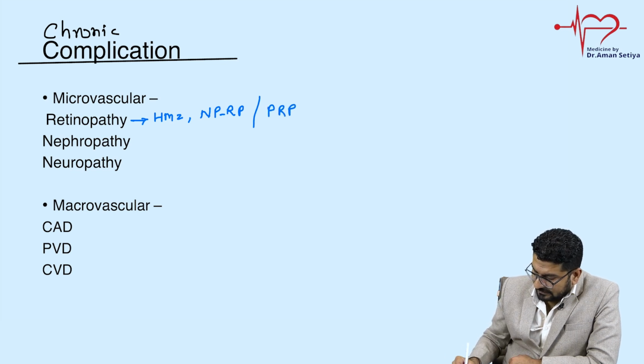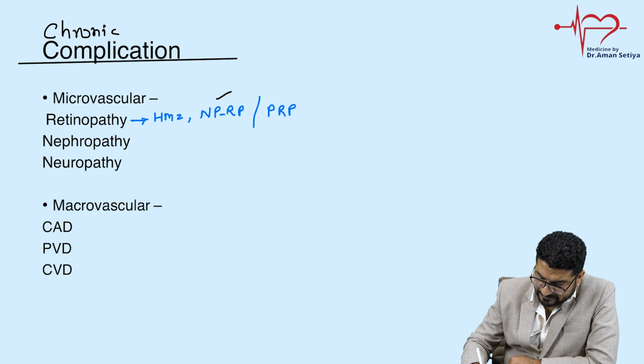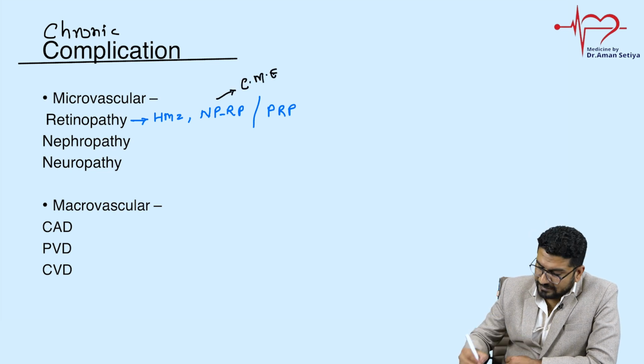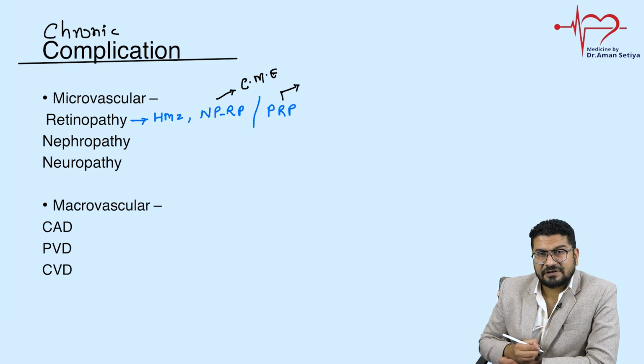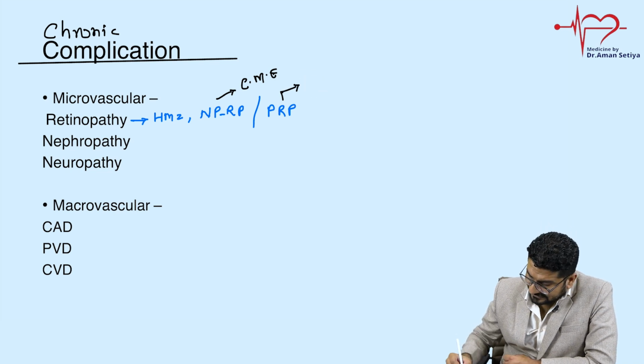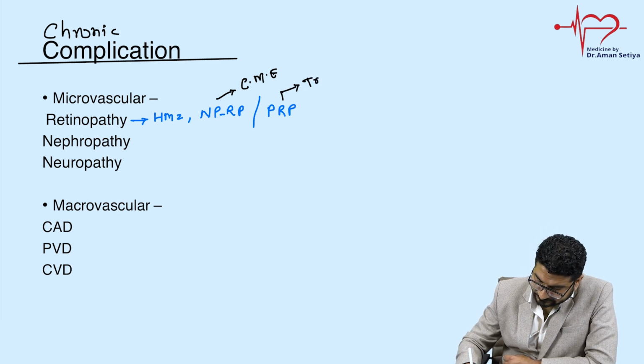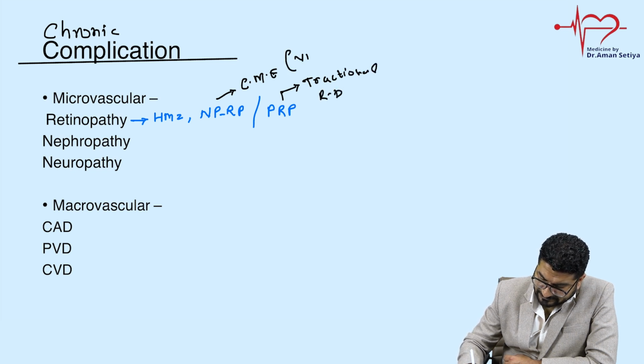In non-proliferative retinopathy, patient will develop cystoid macular edema. And in proliferative retinopathy, patient can develop tractional retinal detachment. So this will lead to visual impairment.